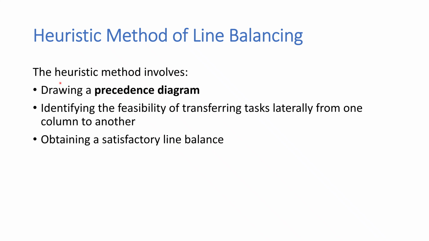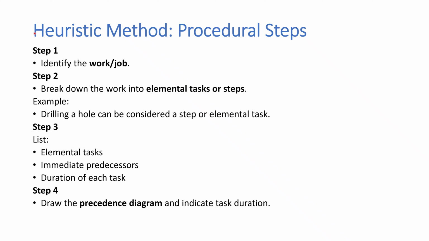The heuristic method involves drawing a precedence diagram first, then identifying the feasibility of transferring tasks laterally from one column to another, then obtaining a satisfactory line balance. This heuristic method of line balancing will be explained with an example. So before going to the example, the procedure steps are shown here.